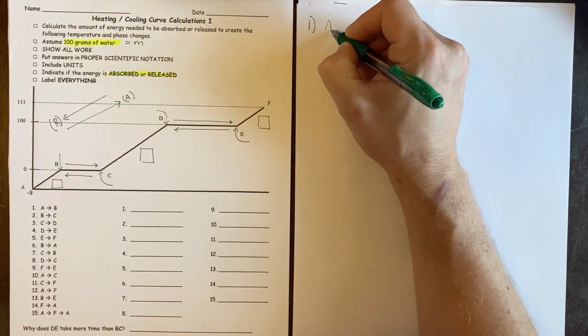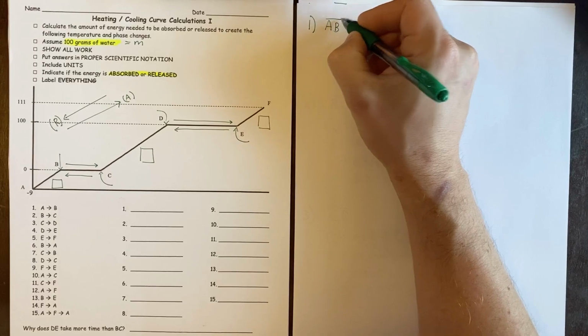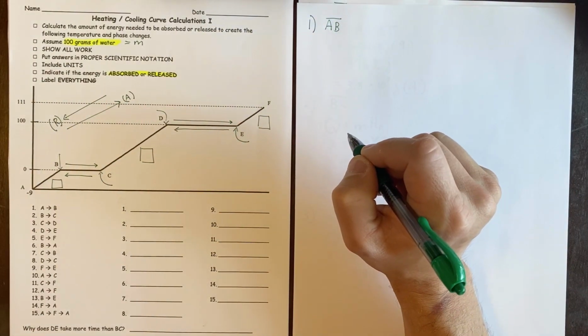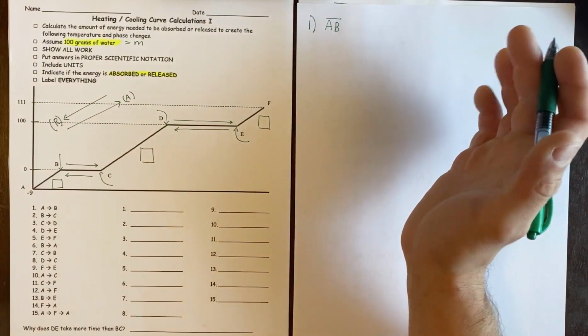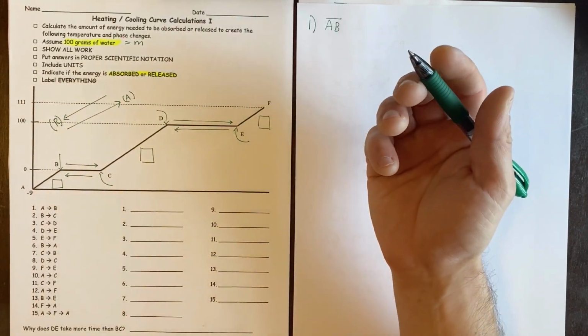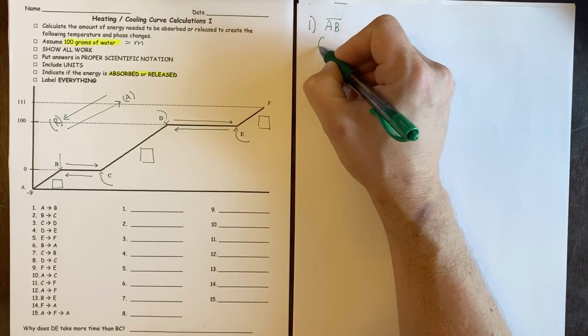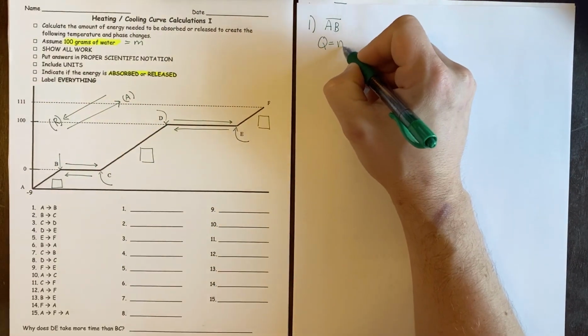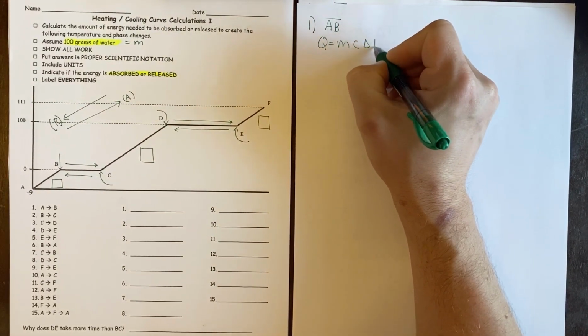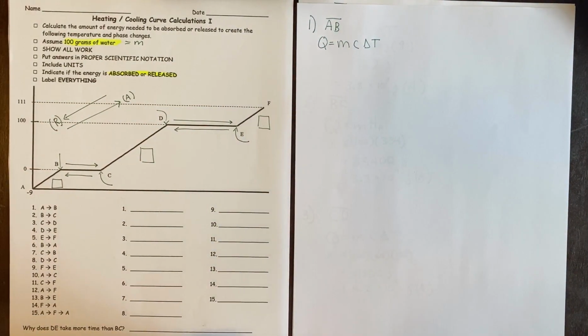Number 1, put your line segment, AB. That has to be there so I know which one I'm looking at. And then the next thing would be, well, what's happening? We just said it, temperature change. There's a formula for that: Q equals MC delta T. So then you write out your formula.